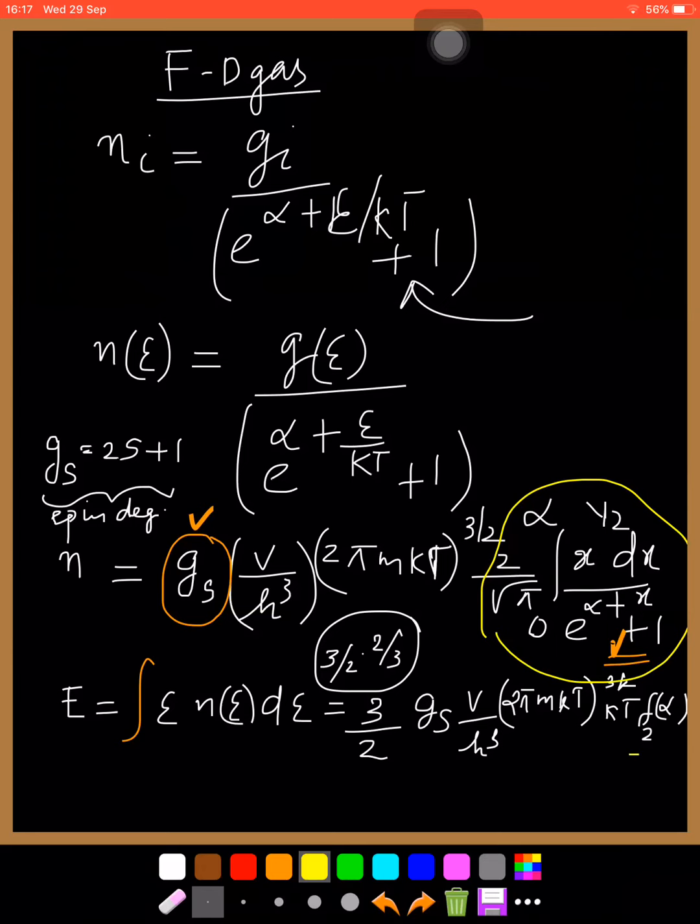Just like in the Bose-Einstein case, the rest of the expression is f2 alpha. The only difference is the plus sign in the denominator. All other things are similar to Bose-Einstein.